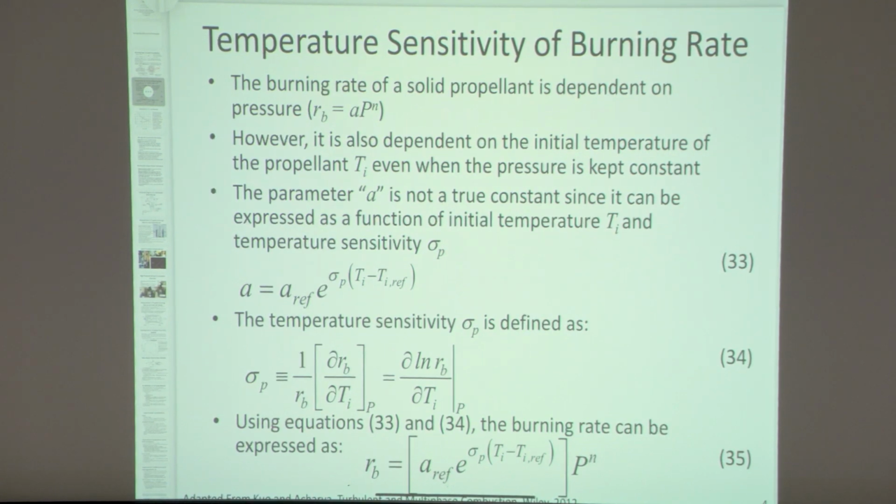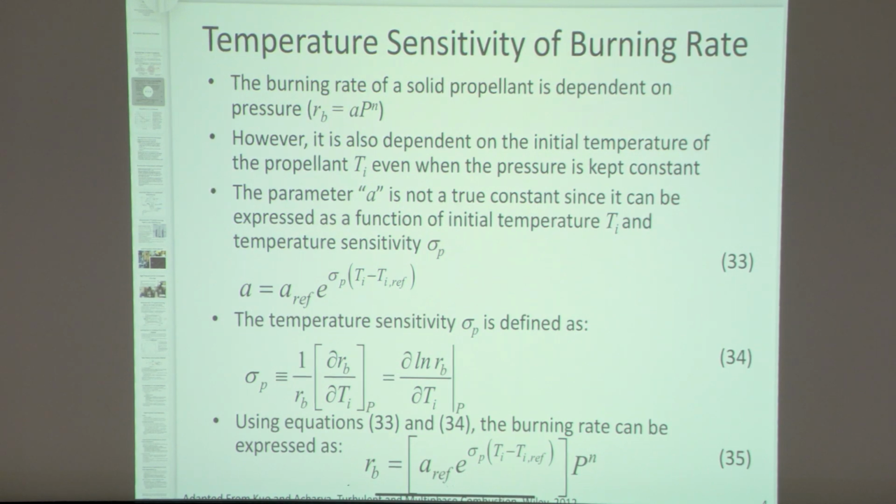Okay, I mentioned burning rate, an important metric. A second burning rate property for a propellant is what's referred to as the temperature sensitivity of the burning rate. The burning rate of a solid propellant is dependent on pressure. We know that: P to the N. However, it's also dependent on the initial temperature of the propellant, T sub I, even when the pressure is kept constant.